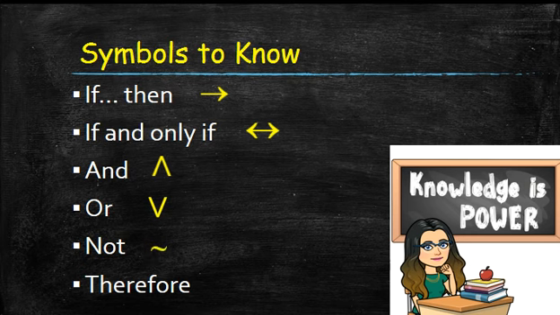Not is a squiggle. Yes, it is the same squiggle as used for similar, but the similar symbol will show up in between two shape names, not in logic questions. Therefore, looks like three dots in a triangle shape.